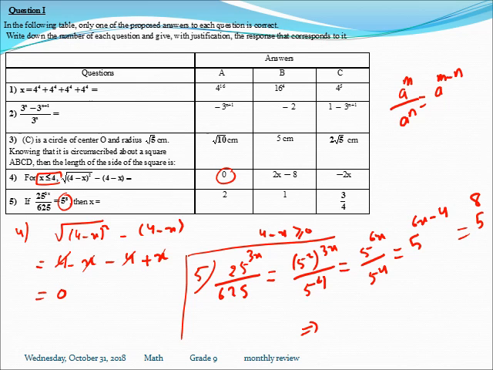So we can say 6x minus 4 equals 8. So 6x equals 8 plus 4, 6x equals 12. So x equals 12 over 6, which is 2. The correct answer is A.